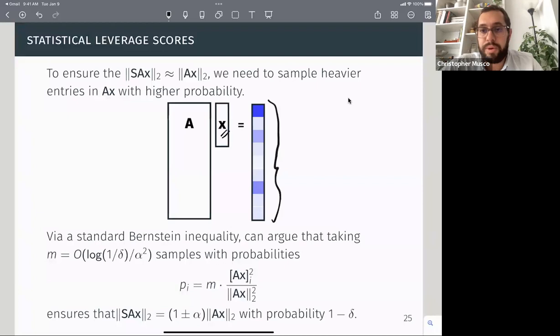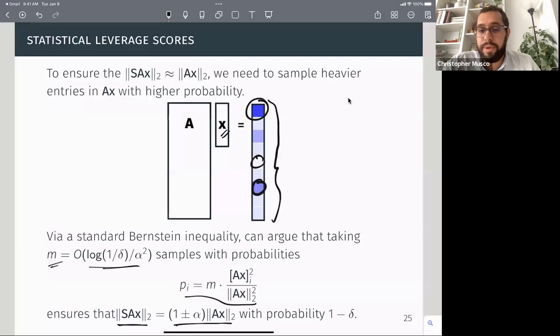A standard thing you would do is sample the vector so that you sample larger elements with higher probability. In particular, by a standard Bernstein inequality, if I take m equals log 1 over delta over alpha squared samples, as long as I set my probabilities proportional to the squared entry size, noted by the ith entry of AX, AX sub i squared, over the sum of the entries squared, so over the AX 2 norm squared. As long as my probabilities are proportional to that, then if I take m samples, where m is order log 1 over delta over alpha squared, I will get that the SAX 2 norm is a 1 plus alpha approximation to the AX 2 norm with probability 1 minus delta.